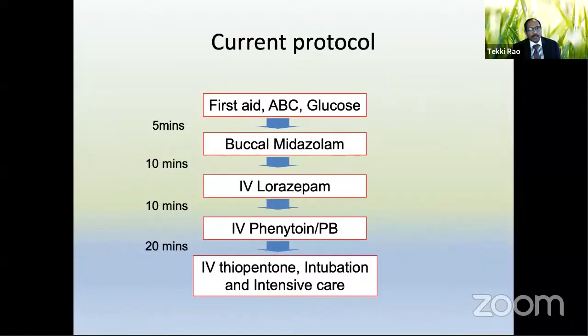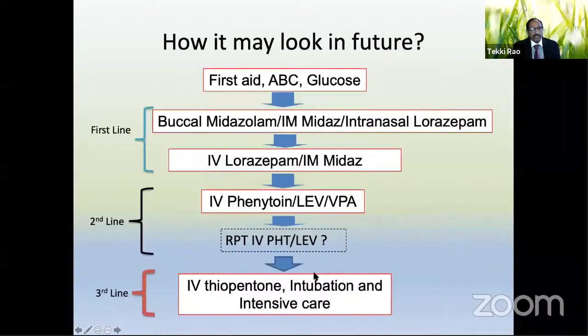Currently, this is the protocol that we have been using traditionally. First aid followed by airway, breathing, circulation, and glucose checking, followed by 5 minutes later, buccal midazolam. Of course, in some settings it is rectal diazepam instead. Then 10 minutes later, IV lorazepam. 10 minutes following the second dose of benzodiazepine, phenytoin or phenobarbital, and 20 minutes following this, it is IV thiopentone. So overall, it is 35 minutes before we think of rapid sequence induction.